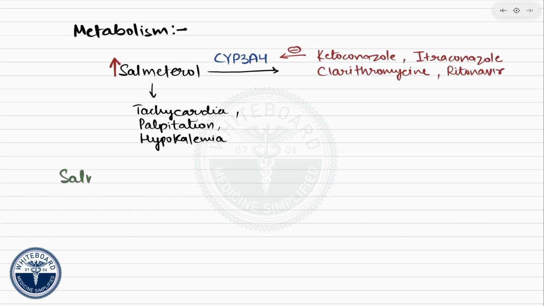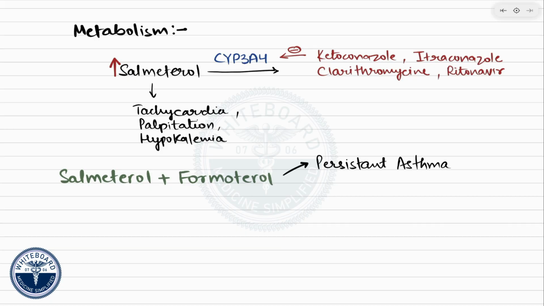Clinically, salmeterol, along with formoterol, is one of the preferred long-acting beta-2 agonists for patients with persistent asthma, especially those who continue to have symptoms despite appropriate anti-inflammatory therapy. It is also particularly useful in controlling nocturnal asthma because its bronchodilator effect lasts throughout the night.